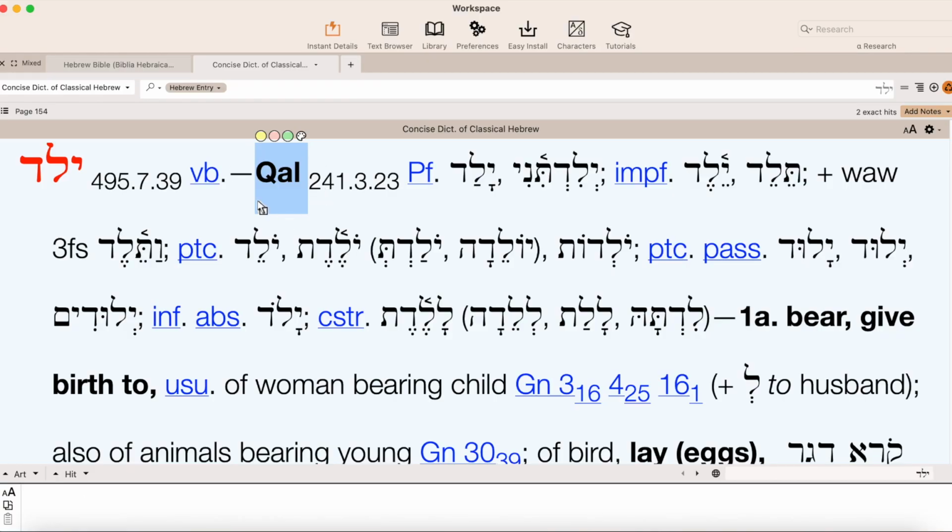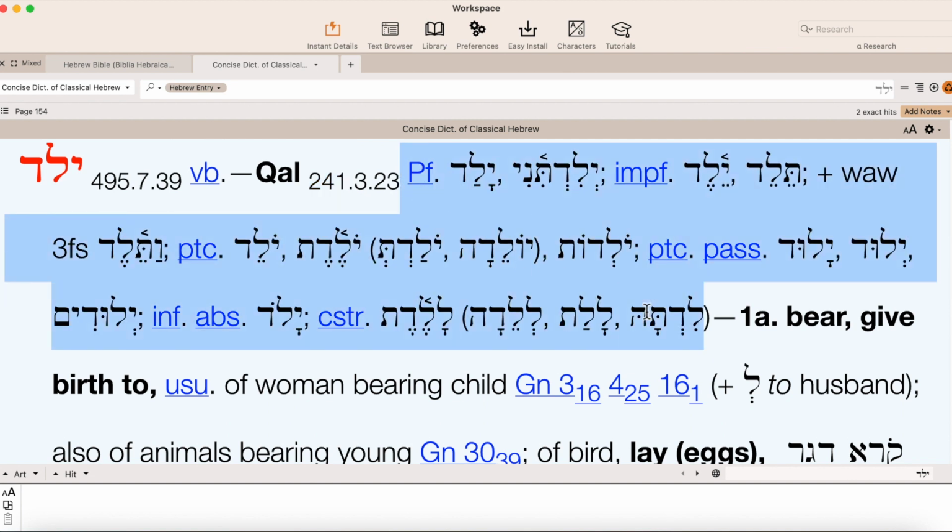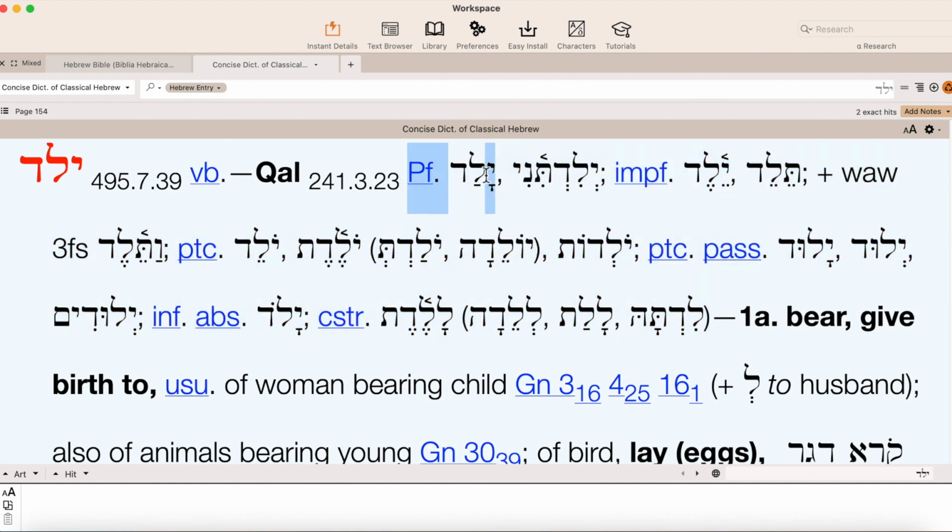So here we have kal, which means it's going to be our most basic form, and we have the number 241, which means it appears in this form 241 times. And here we have some examples of what a kal verb actually looks like. The basic gist of it is that these are the most simple, straightforward verbs. We're not going to add too much to the root. So for example, in the perfect, PF, we have Yalad. So we see here a very straightforward 3-letter root without too much variation.